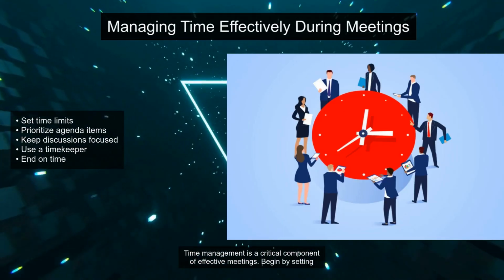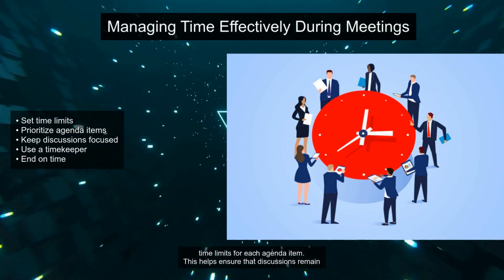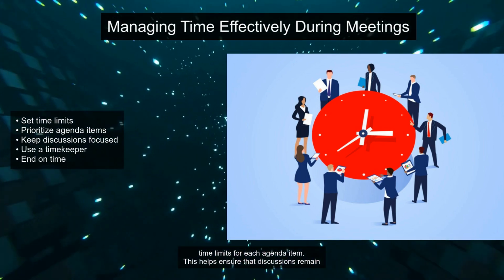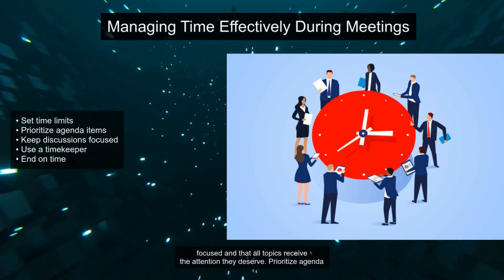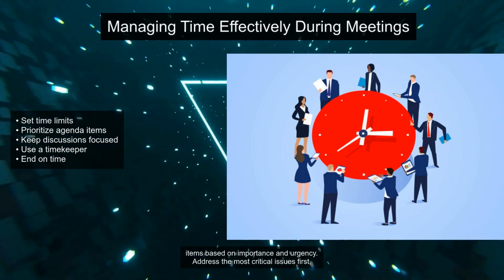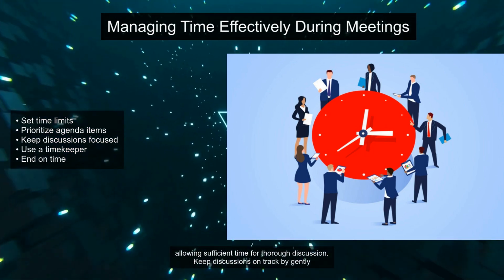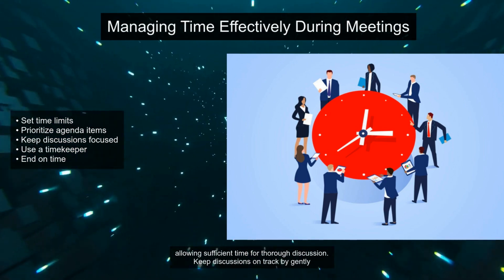Time management is a critical component of effective meetings. Begin by setting time limits for each agenda item. This helps ensure that discussions remain focused and that all topics receive the attention they deserve. Prioritize agenda items based on importance and urgency. Address the most critical issues first, allowing sufficient time for thorough discussion.